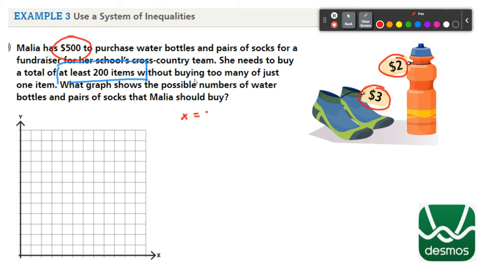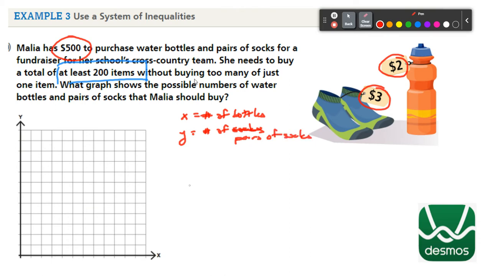Okay. So here, because water bottles is mentioned first, I'm going to let x equal the number of water bottles we buy. And I'm going to let y equal the number of pairs of socks we buy, right? Number of pairs of socks.